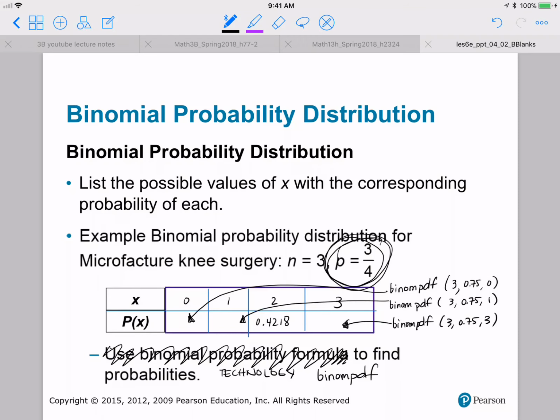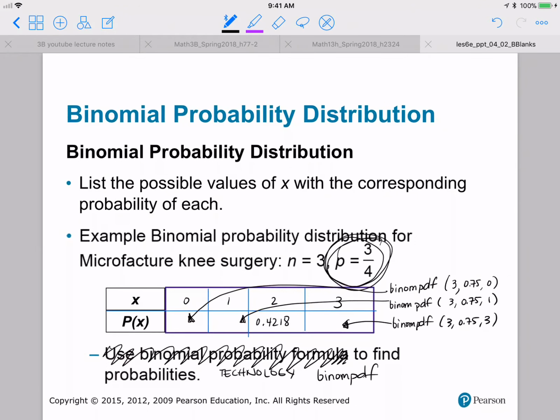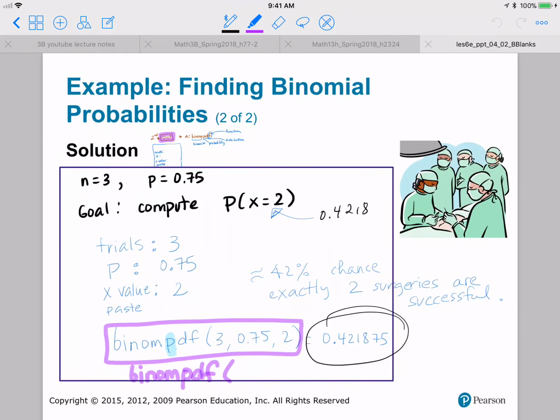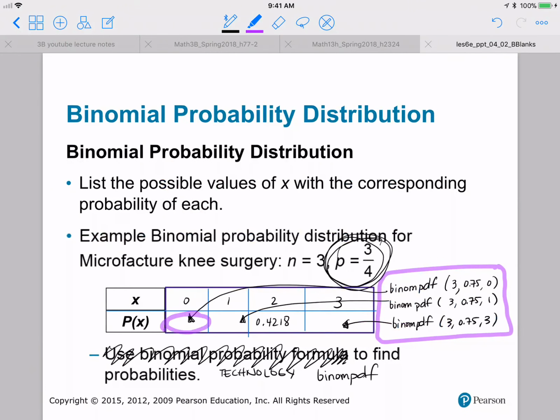Sorry for that long gap. Let's move on to the next one. In the end, you'll have a table with the values, and what I want to focus on is making sure you understand what commands you should be using. Because with the technology, once you figure out where everything is, it's very simple. You're just changing this value. So instead of 2, you put in 0, click paste, and whatever spits out, that's what you put right here.